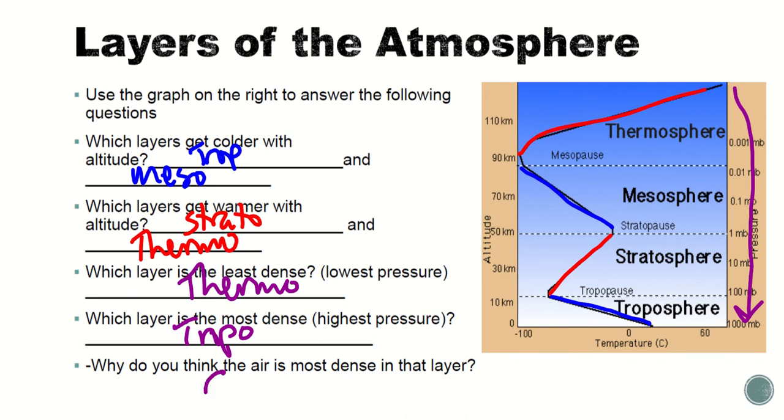Why is this the case? Because gravity is pulling everything down. So close to the surface, there's the highest amount of pressure and the densest air.